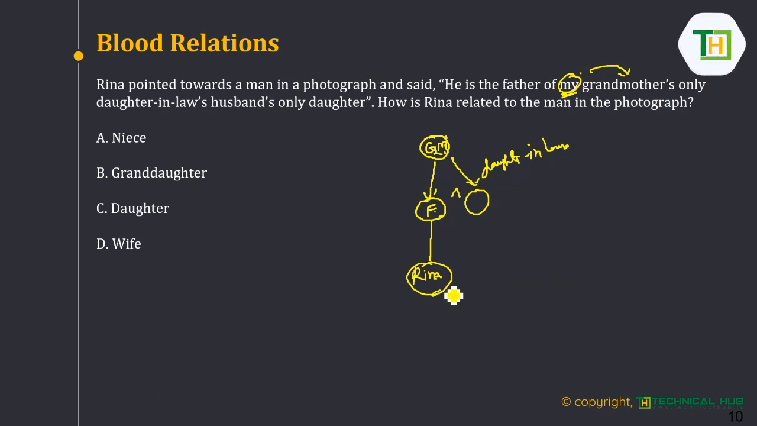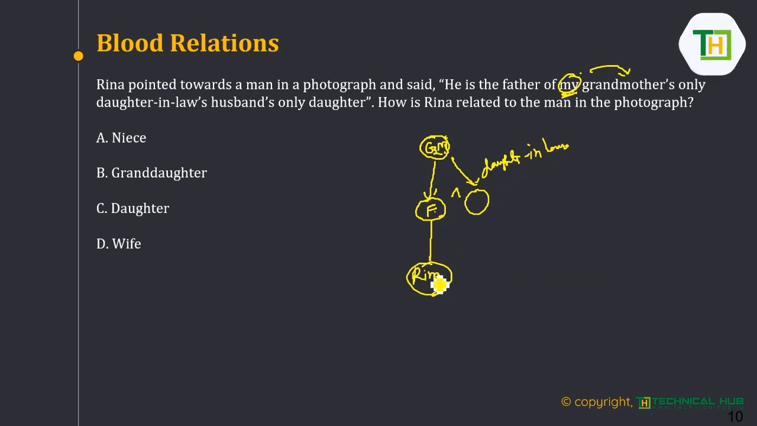So Reena's father's mother means grandmother. Reena's father's mother is the grandmother's only daughter-in-law. Only daughter-in-law means Reena's father's wife, or Reena's mother. That mother's husband means Reena's father, and his only daughter means Reena. Only daughter means Reena. So your right side part is completed. So what is here in this place? Reena.